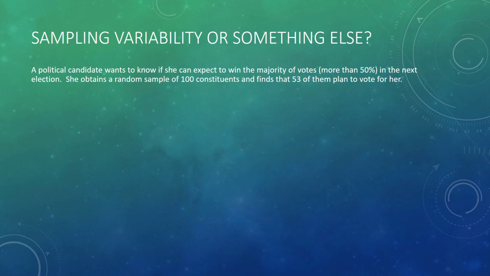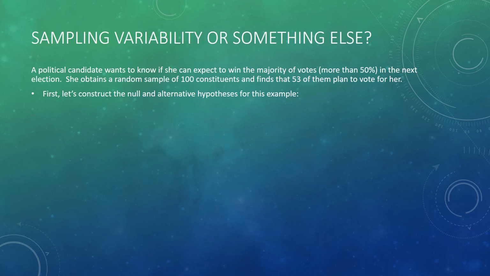Let's look at this example. A political candidate wants to know if she can expect to win the majority of votes, meaning more than 50%, in the next election. She obtains a random sample of 100 constituents and finds that 53 of them plan to vote for her. First, let's construct the null and alternative hypotheses for this example.